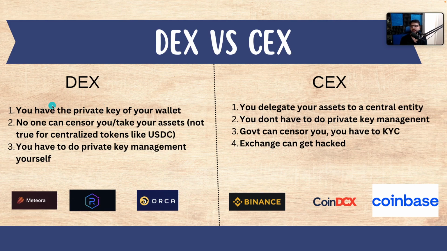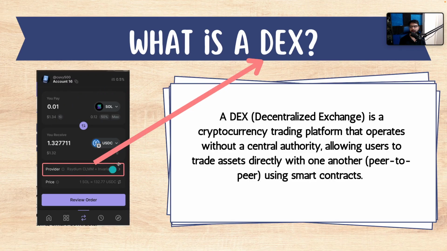Versus a decentralized exchange, as the name suggests, decentralized. You have the private key of your wallet. No one can censor or take your assets away from you. You don't have to KYC. You have to do private key management yourself. This is actually a downside, the third point here. But long story short, if you have something like Phantom, if you have a wallet like this, then whenever you swap from one asset to another, you are using a decentralized exchange. You are not using a centralized exchange, because you could be a totally anonymous person.